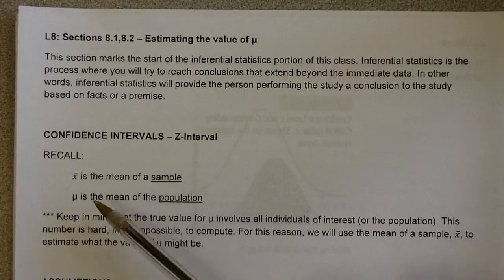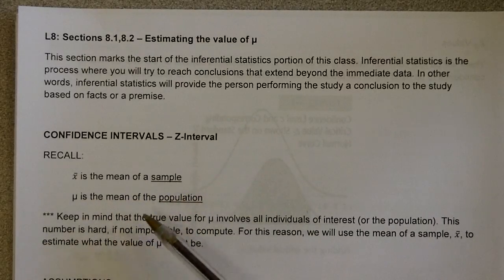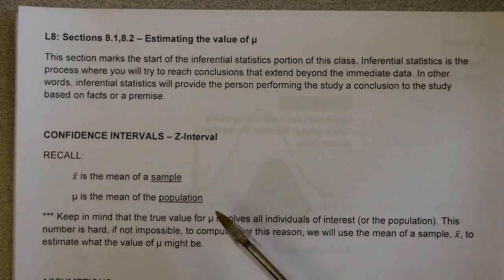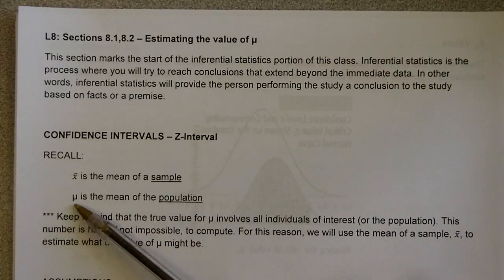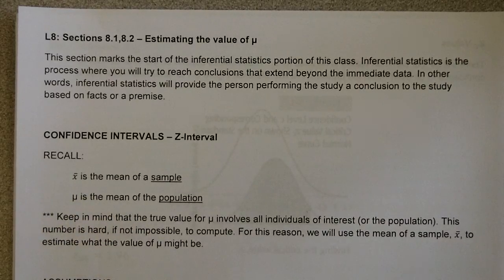And keep in mind, x bar is the mean of the sample, which is also known as a statistic, and mu is the mean of the population, which is known as a parameter. A lot of times the values of a parameter cannot be found, so we'll use a statistic and then estimate what the value of the parameter might be.